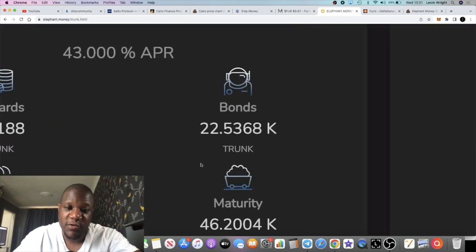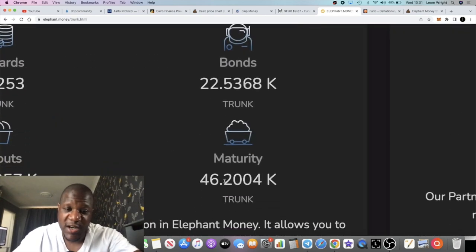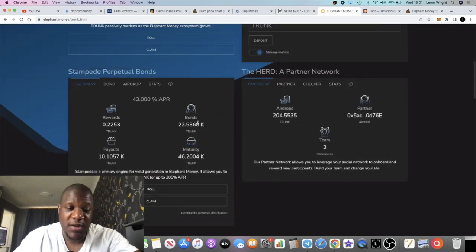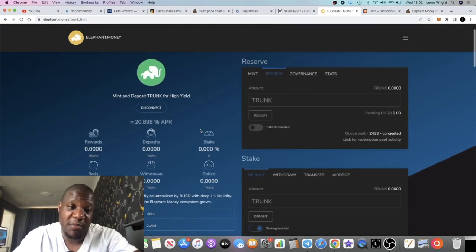And until then, I might as well just compound. Not really much else I can do. I can build this up. You can see the maturity is about 46K in Trunk, which obviously is worth four times less at the moment. But, you know, in the long term, if I just hold out and keep compounding, when the bull market returns, maybe we see Trunk go back on peg. Even the Elephant token may even start pumping again.